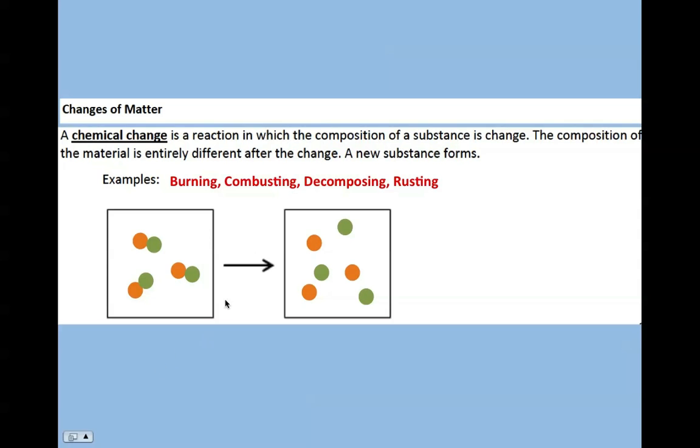So in this case, if we start with the same material, which is a compound made out of 2 elements, when it goes through a chemical change, we get something completely different because we've broken apart the particles that were attached or bonded together. Now they're separate, so that is representing a chemical change. We have new material at the end.